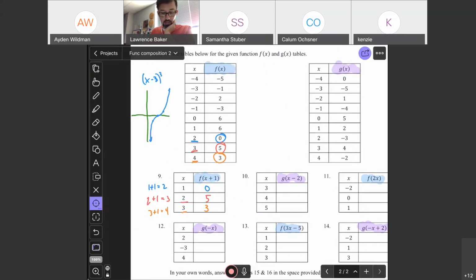But yeah, we've seen something kind of like this where there's something happening inside of the function. So notice how that's inside the parentheses. So that's what's happening here. This math inside of the parentheses is messing with stuff.